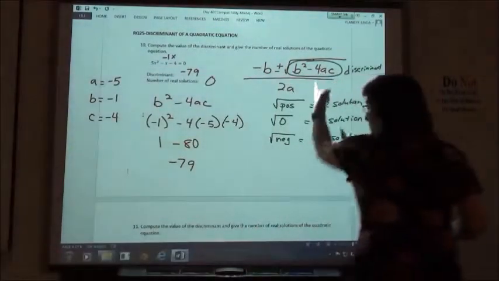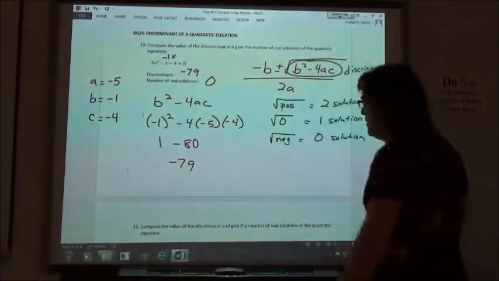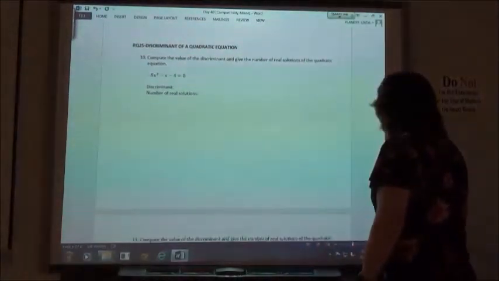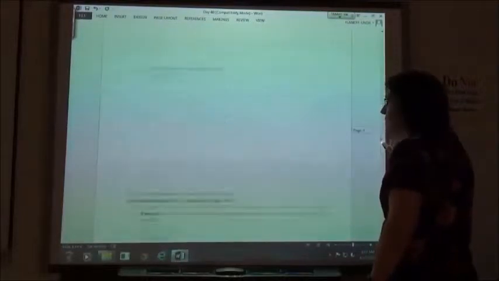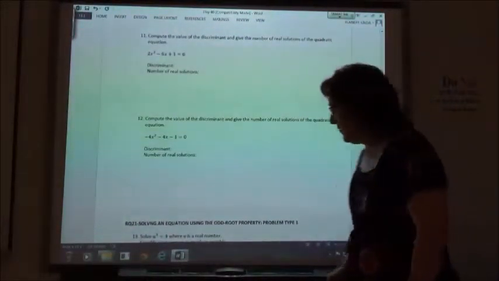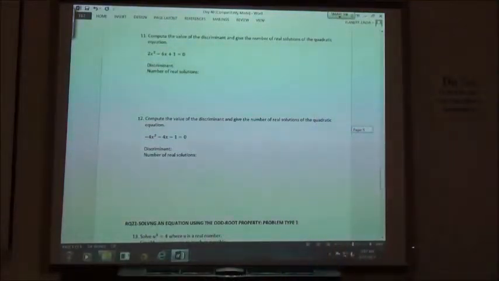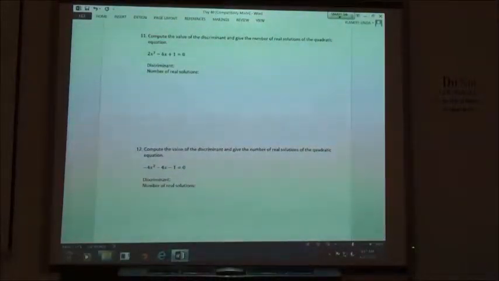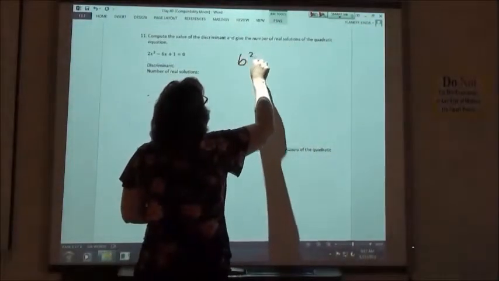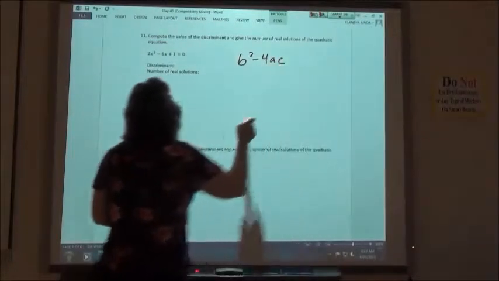Now hopefully you wrote all this stuff down, because I don't want to write it down a whole bunch. And I'm going to go to number 11 here. So number 11. Again, I'm just going to add a little more space. And so calculate the discriminant, determine how many solutions. So I'm going to do the b squared minus 4ac part of it.